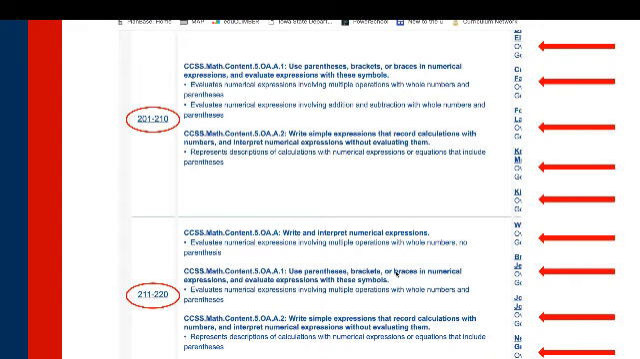What you get then is a report that's organized by standards. And what you're looking at here is the RIT range of 201 to 210 in operations and algebraic thinking.